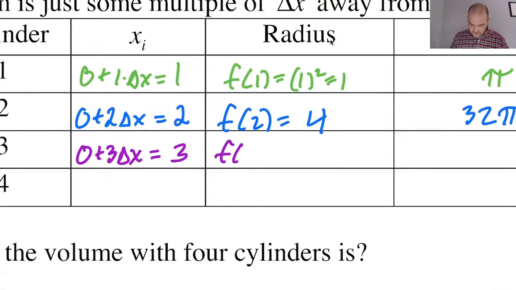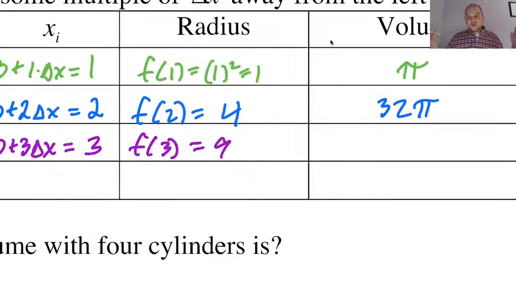So f of 3 is going to be 9, right? Because it's always x squared in this case, because the function is x squared. Doesn't need to be x squared. Can't say that enough. Could be x cubed. It could be things you just don't want to do by hand, which is why it's x squared.